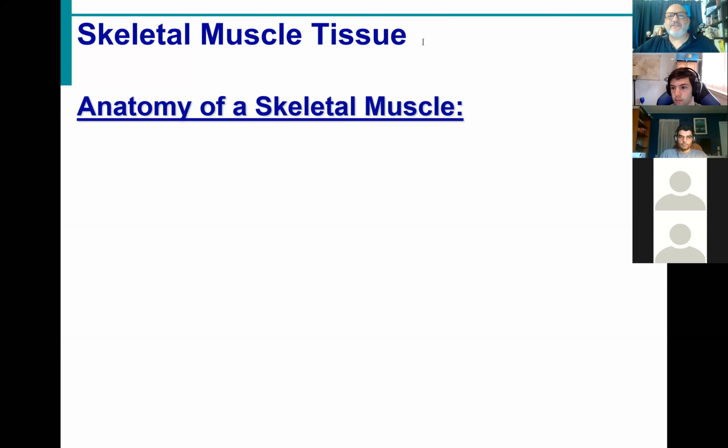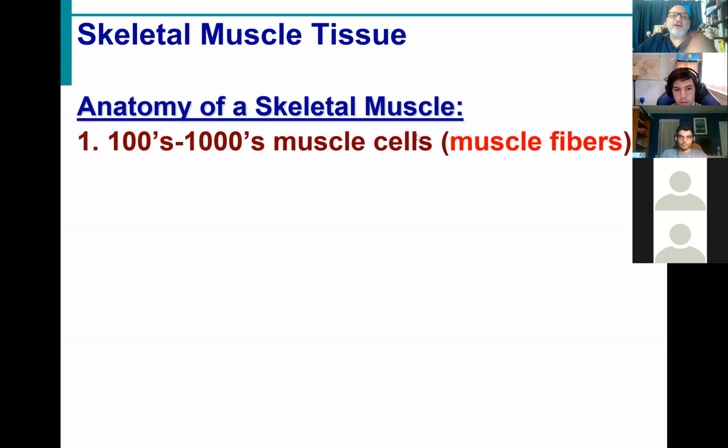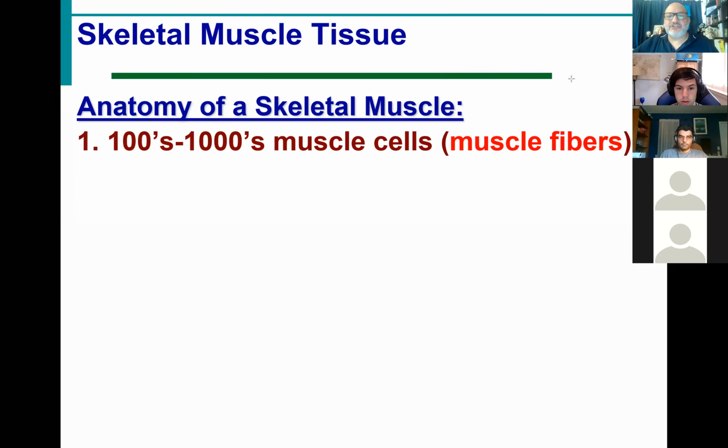That muscle is obviously made up of hundreds, if not thousands, of muscle cells, all put together. And as we've talked about, muscle cells are these long, cylinder-shaped, thin structures. And because of that, they use the term muscle cell and muscle fiber interchangeably. And we'll do the same thing.